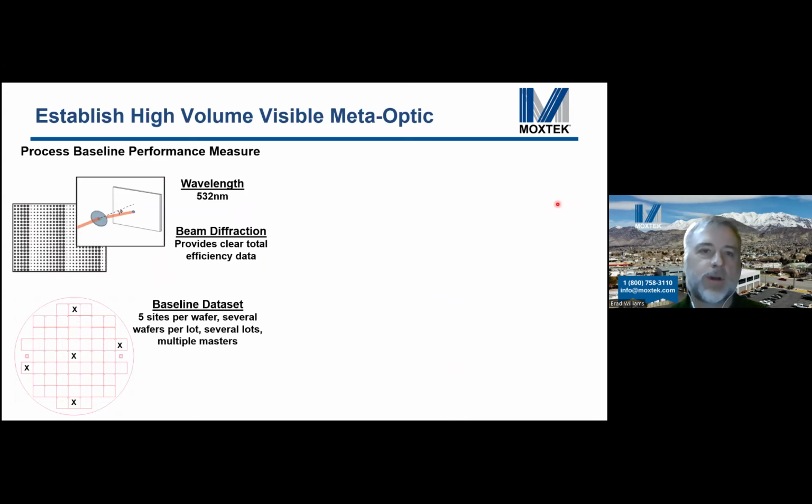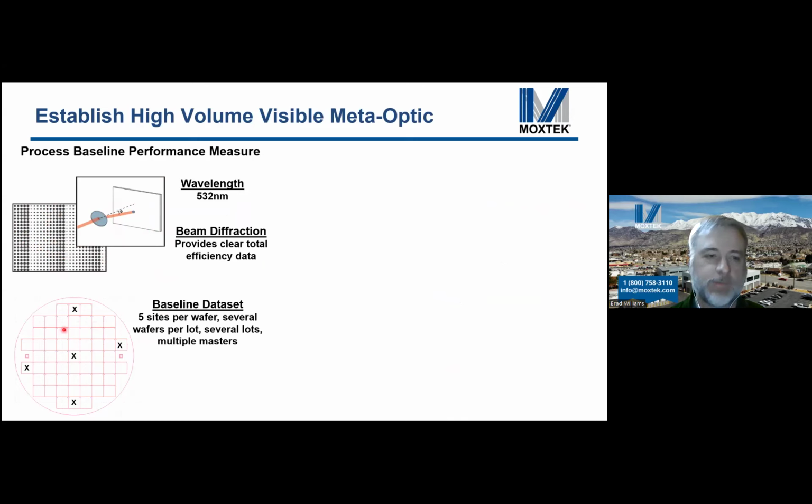Anyway, to establish our high volume process baseline, we used a beam diffraction grating, so that it's very easy to tell the efficiency of our optics. This is a repeated grating, and it diffracts at a set angle. And so it's really easy to tell how much light is actually getting diffracted at that angle compared to what's being leaked through zero order or other orders.